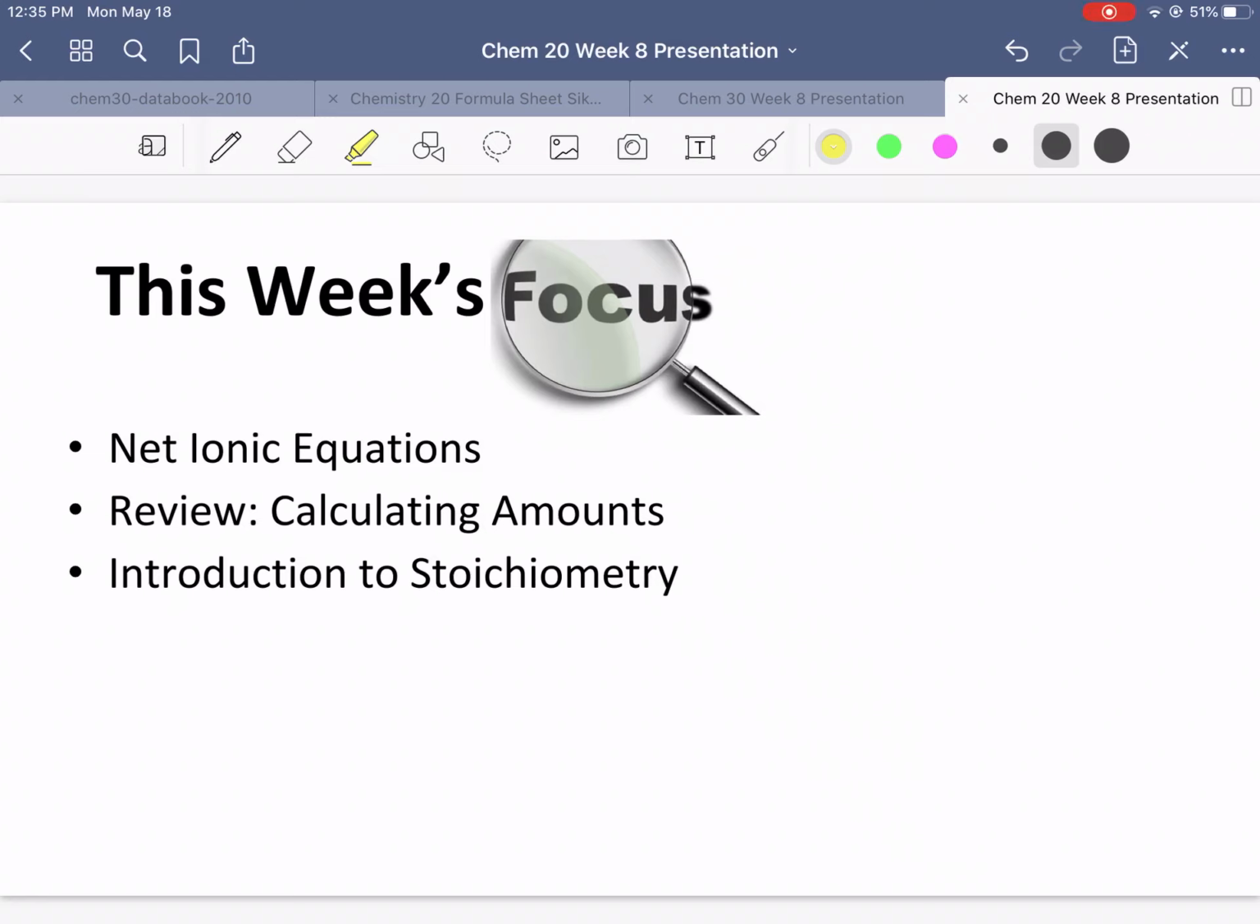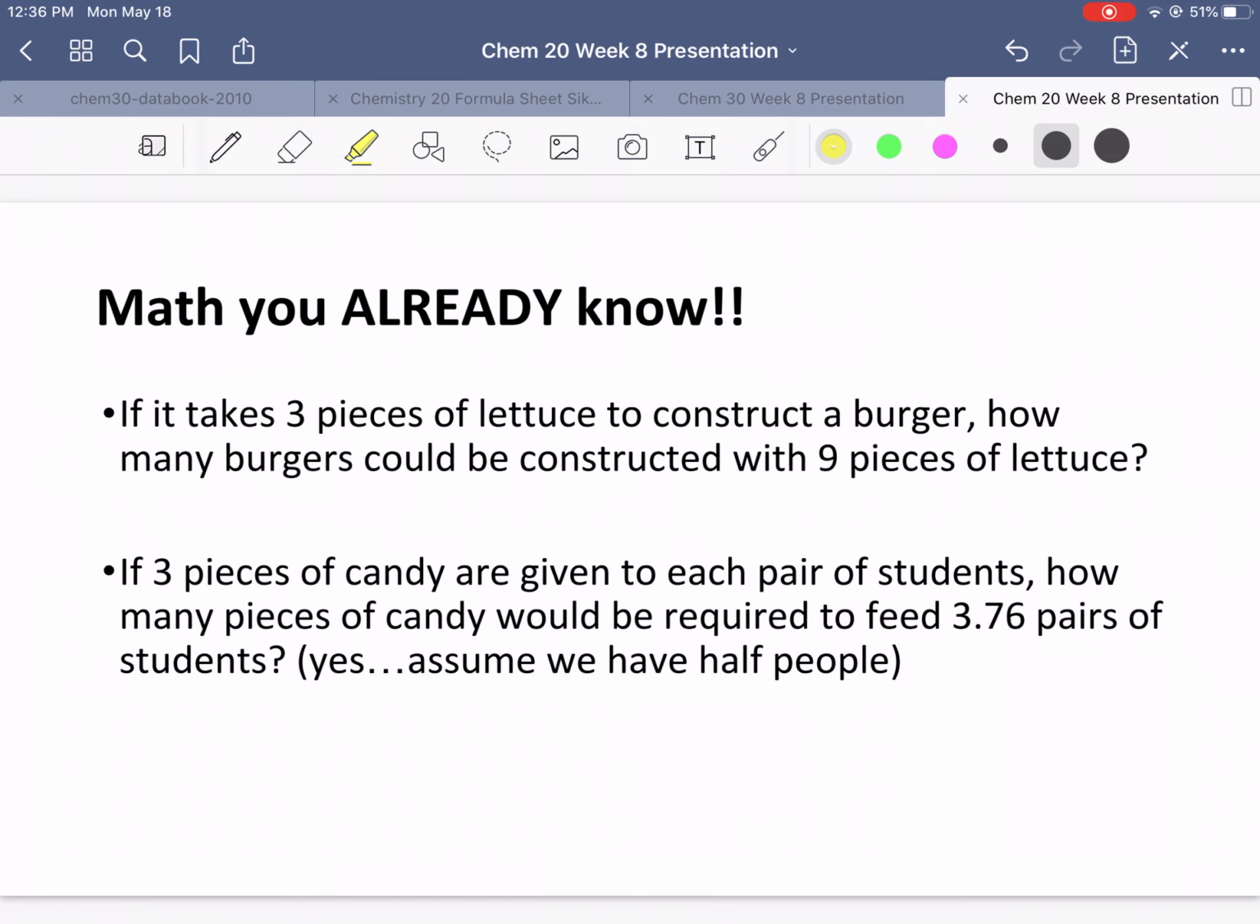Welcome back. Here we go into one of those pivotal concepts of chemistry, not just Chemistry 20, but chemistry in general: stoichiometry. This is probably the main event of Chem 20, if I must be perfectly honest. And it's not as bad as you think.